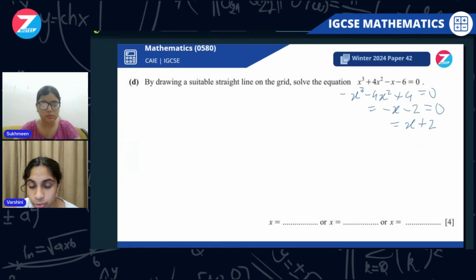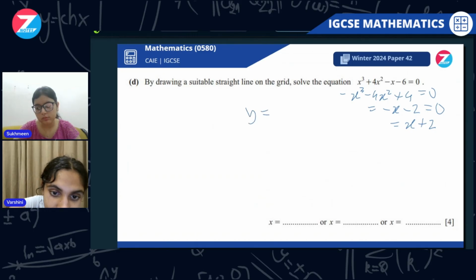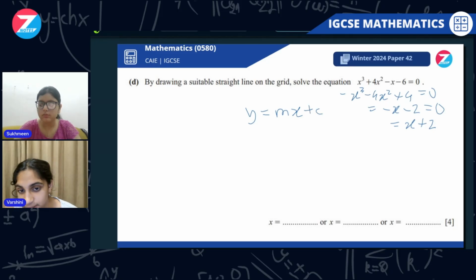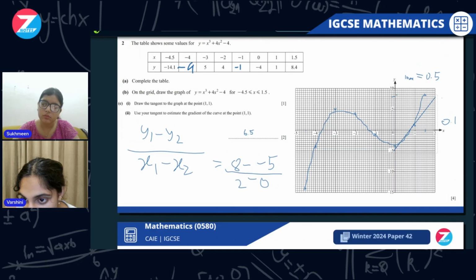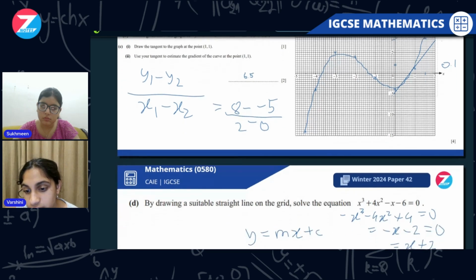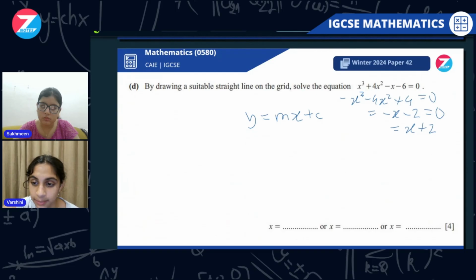So to draw x plus 2, we know that for a straight line, y equals mx plus c, and m being our gradient and c being the y-intercept. So over here the gradient is just 1 and c is 2. So we know that when x is 0, y is equal to 2. So we can plot our first point, which is 0.5, 1.5, 2 over here. And we also know that we can also make a table over here of y coordinates and x coordinates.